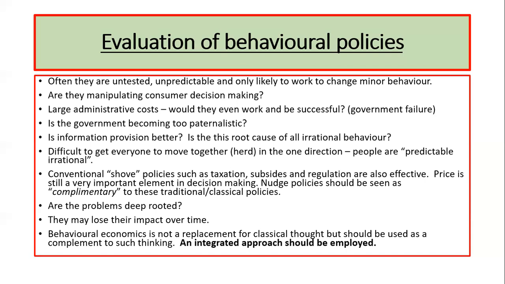It is very difficult to get everyone to move together or herd in one direction. People are predictably irrational. It is likely that when a decision is made, most people will make an irrational one. And it is very, very difficult, and I know this for myself. You have one vision and trying to get people to follow that vision can be very difficult, depending on the circumstances that you find yourself in. So the governments have had a real time on their hands trying to get people to behave in a way that takes their safety and the safety of others into account during the COVID-19 pandemic.